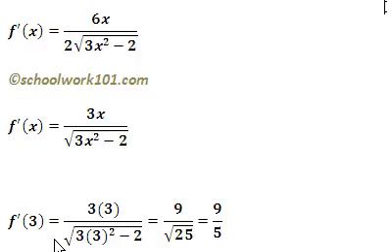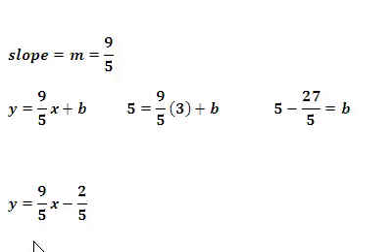Let's look at the graph. Or no, let's finish the problem first. So the slope is 9/5, and that's what I'm calling m. We're going to plug 9/5 in for m here, and we want to solve for b. So that's what we need to do.